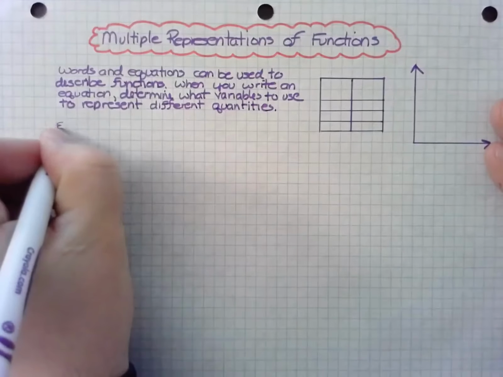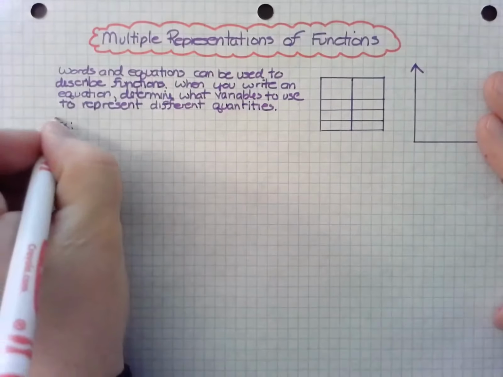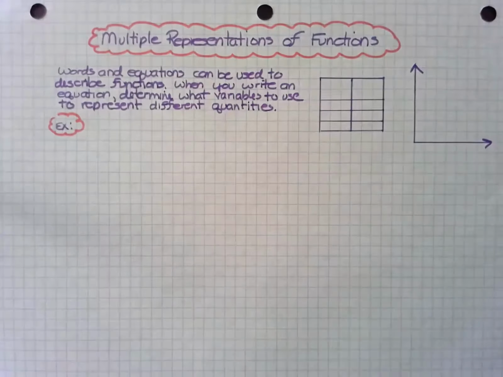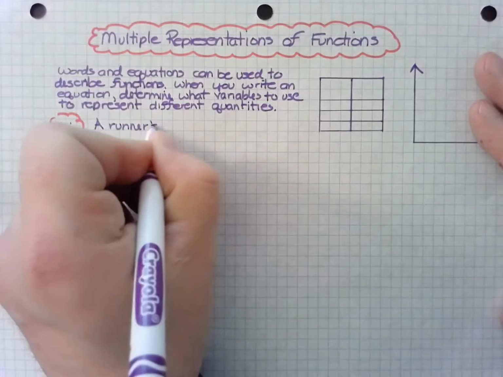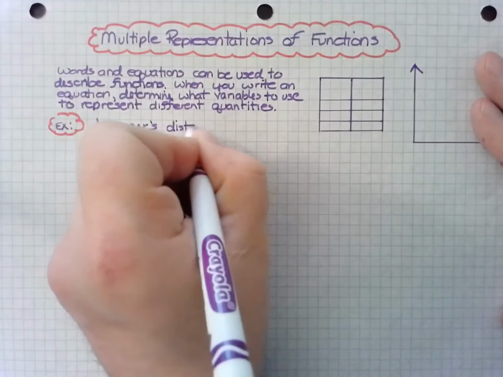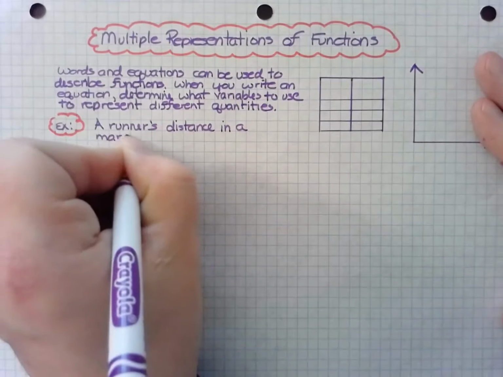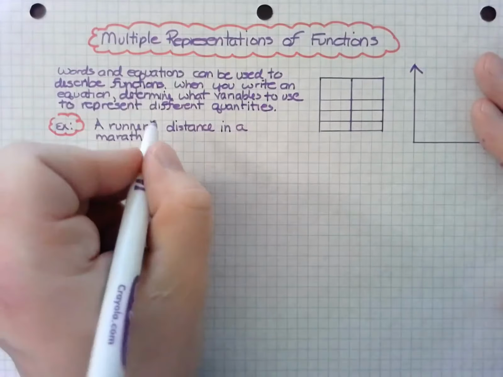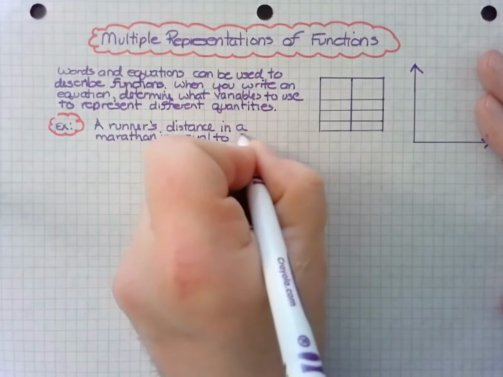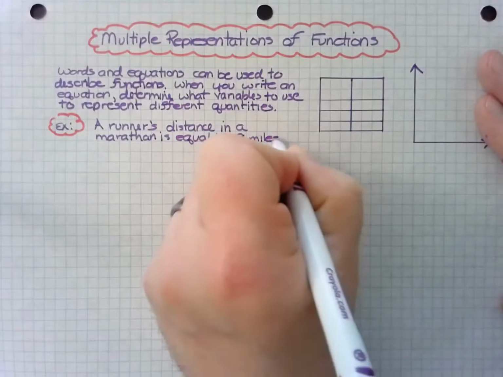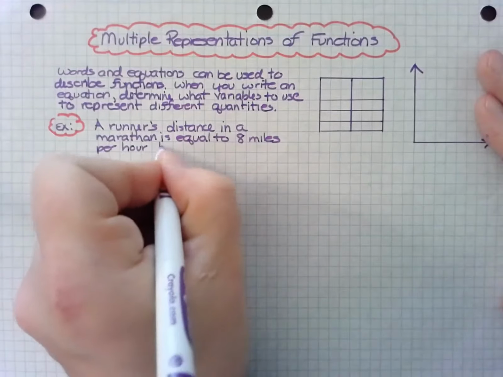Example. A runner's distance in a marathon is equal to 8 miles per hour times the number of hours.